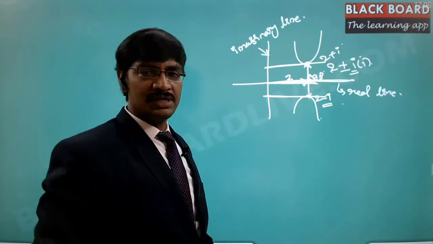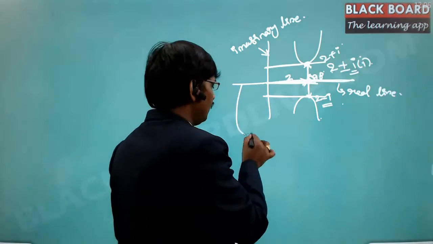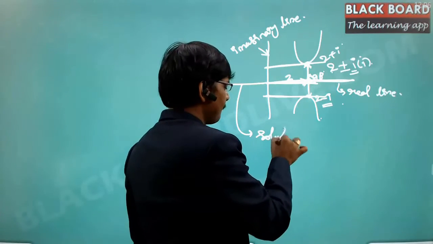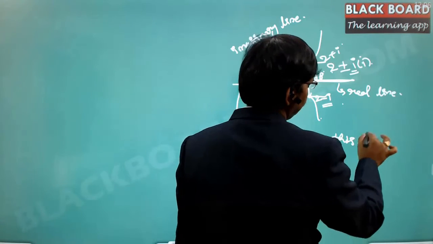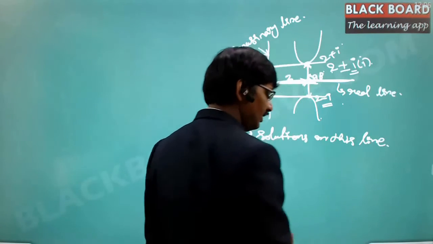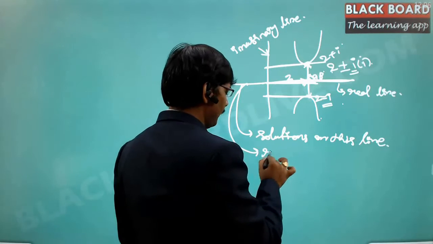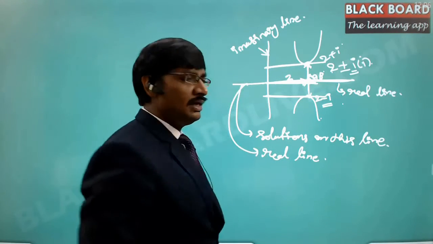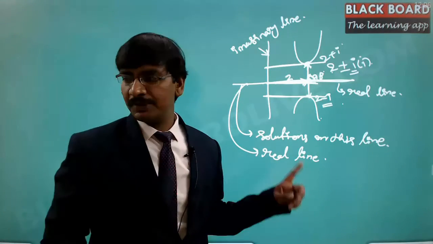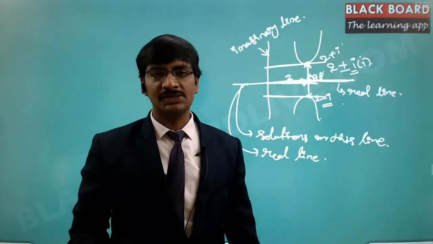There is no real solution, meaning if you are trying to identify the solutions on this line, this line is nothing but the real line. Why we call this a real line is that any real number can be represented on this particular line, hence this is called a real line.